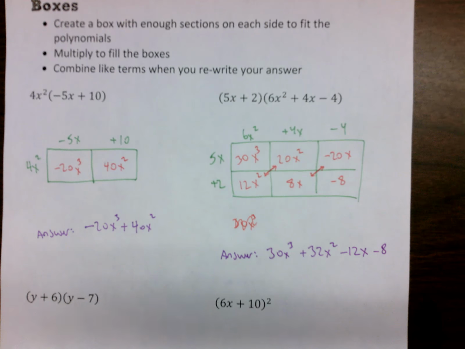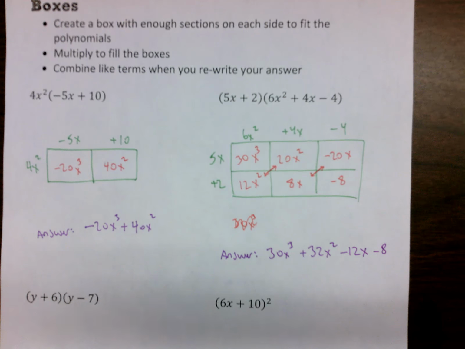All right, down here, this one's a 2 by 2, right? There's 2 terms in this part and 2 terms in that part. So I'm going to set up a 2 by 2 square. And I'm going to write y plus 6 on this side and y minus 7 on that side.